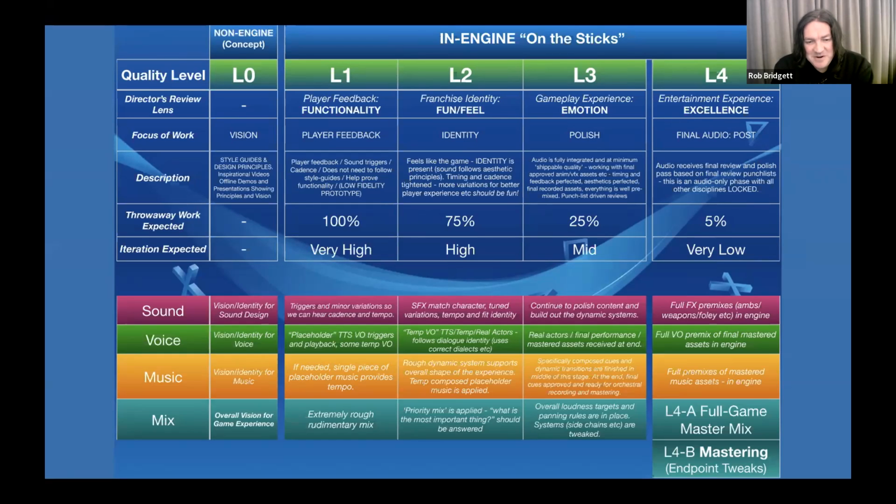So this could apply to a very short schedule for a mobile title, or it could apply equally to a very big AAA team. Essentially, I'll walk through each one of these, but if you can screenshot this, that's fine. You can read it later. I won't go into all the detail, but essentially it's these four quality levels from L0 to L4, and they walk through the different phases of game development.